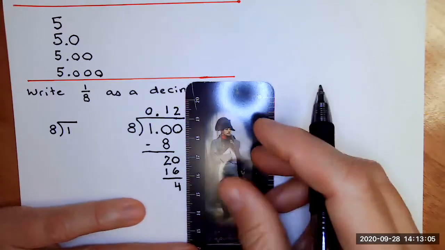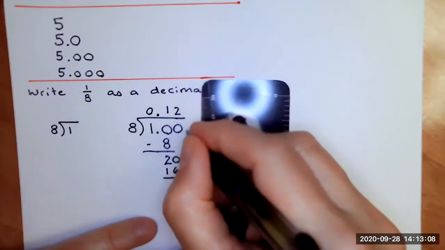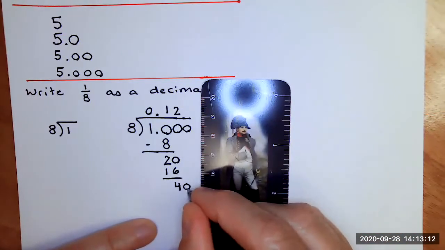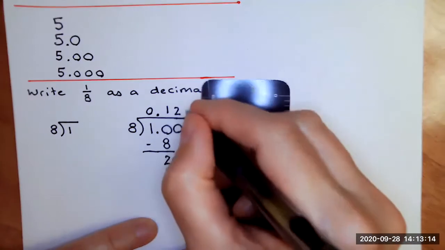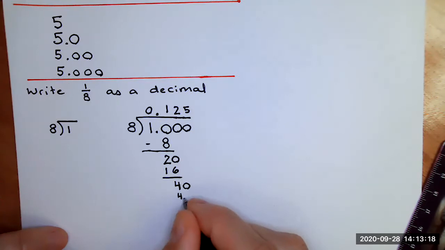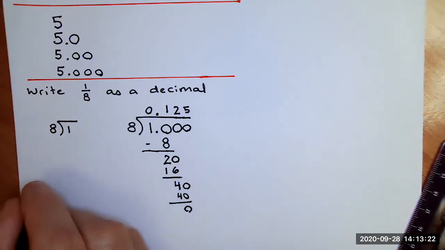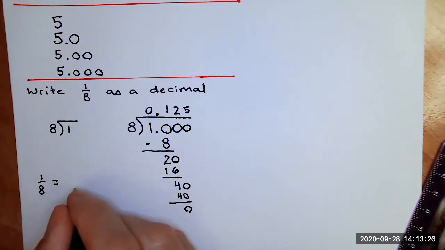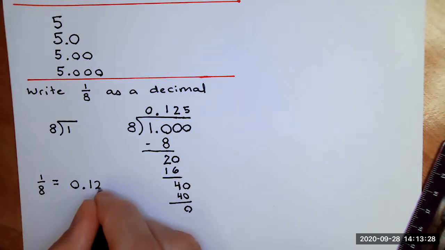Subtract. And then you can add as many zeros as you want. This could go on forever. 8 goes into 40 exactly 5 times. So 1/8 is the same thing as 0.125.